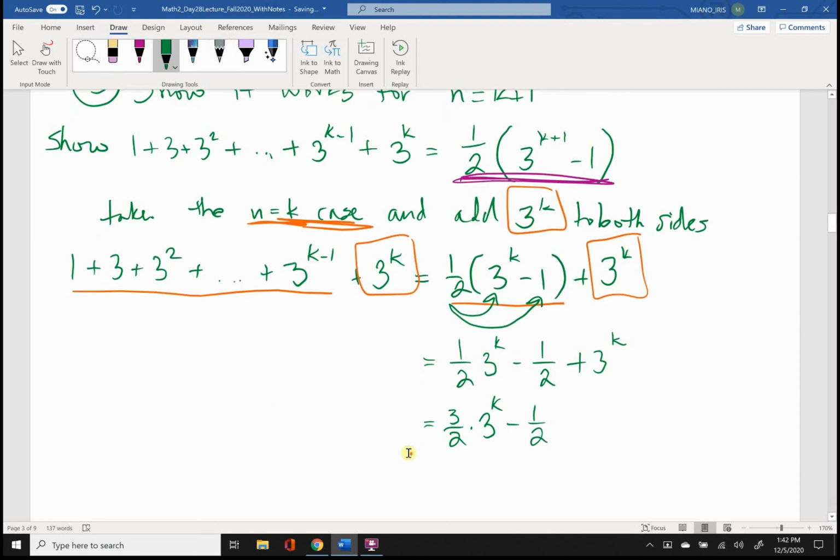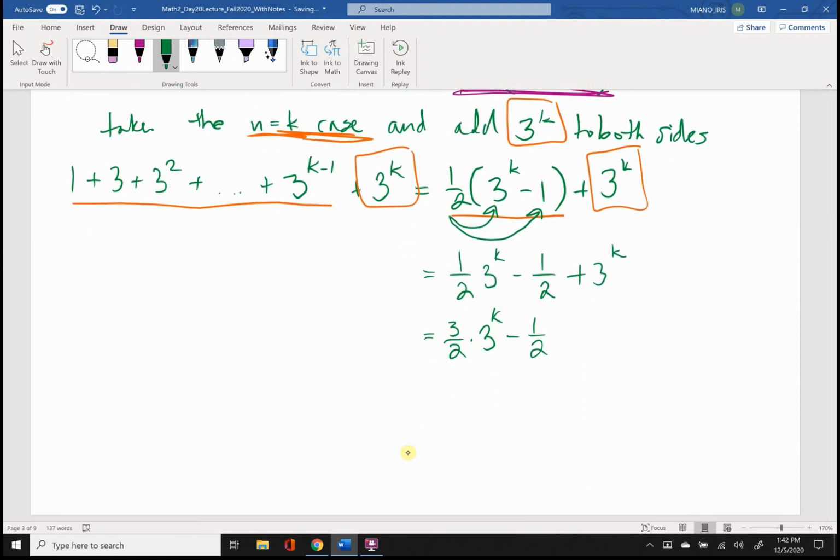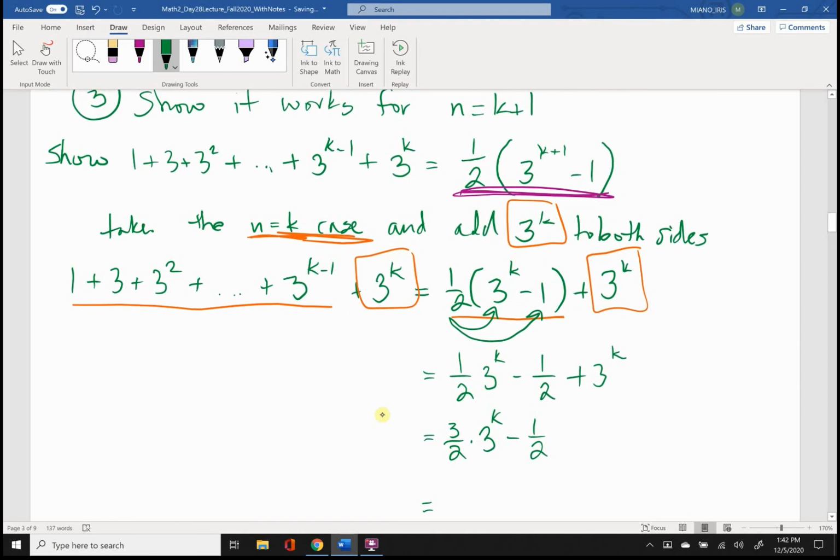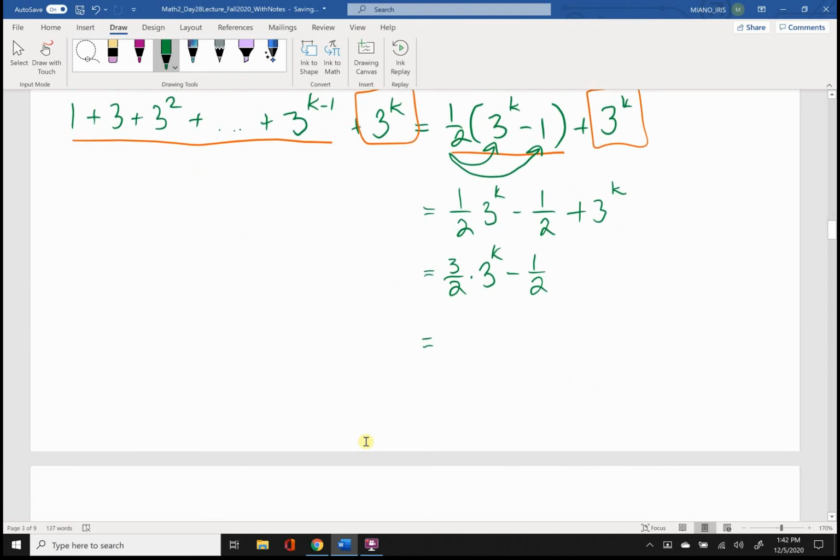All right, at this point, you may notice that you have a common factor of 1/2 that you could pull out to the front, which I would really like to do, because the form that I'm trying to get this right-hand side in has a common factor of 1/2. So I'm going to go ahead and pull it back out once again and take a look at what's left. We will have, therefore, a 3 times 3 to the k minus 1.